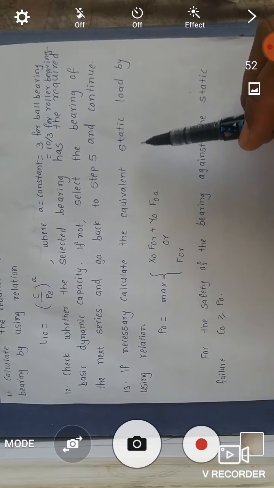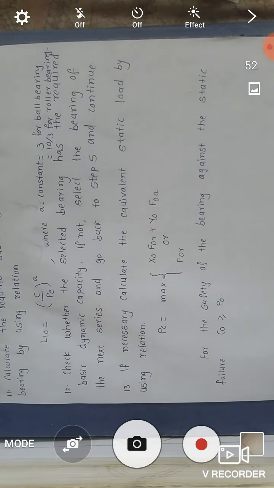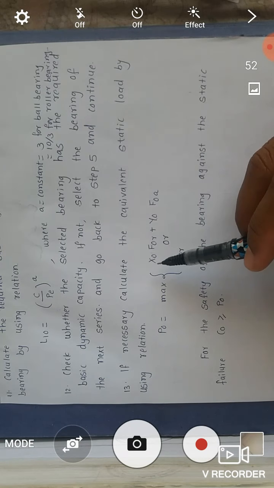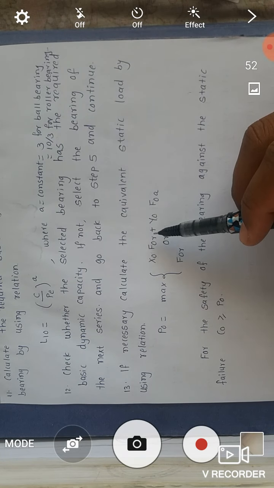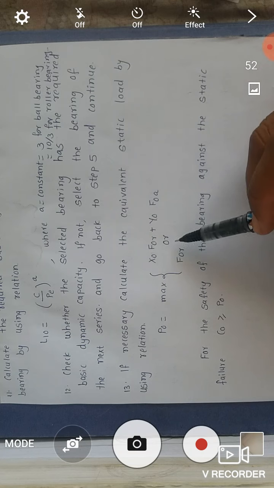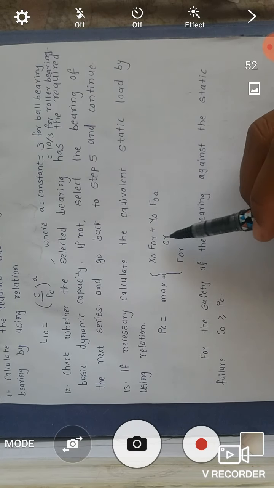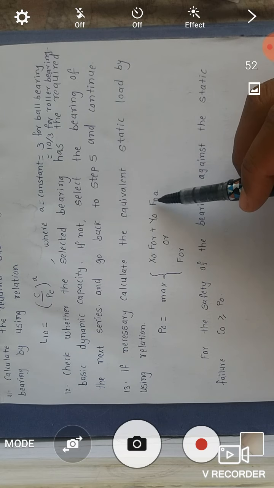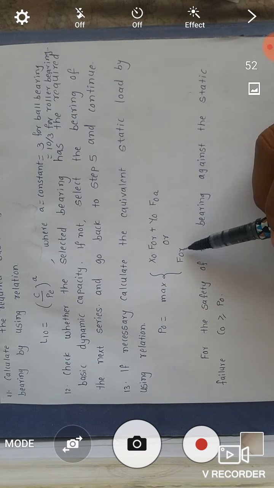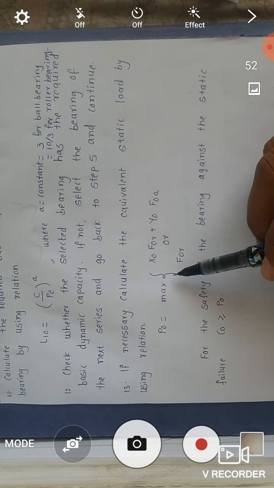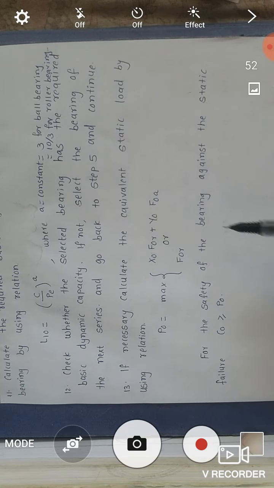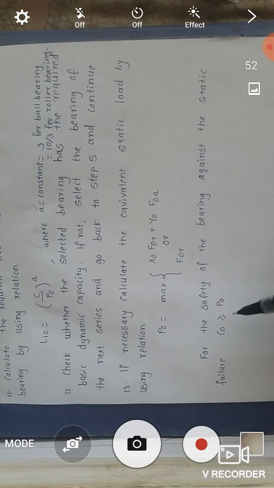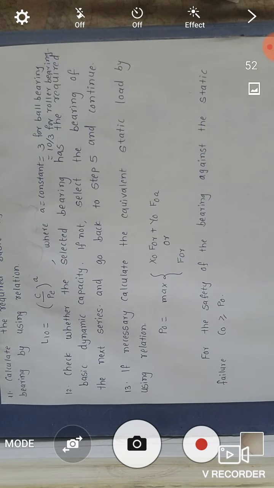If necessary, calculate the equivalent static load by using the relation PO is equal to maximum of (XO into FOR plus YO into FOA) or FOR. See both the values, whether this calculation is maximum or whether the FOR value is maximum. Select that, and you prefer that value for PO. For the safety of the bearing against static failure, CO must be greater than or equal to PO.